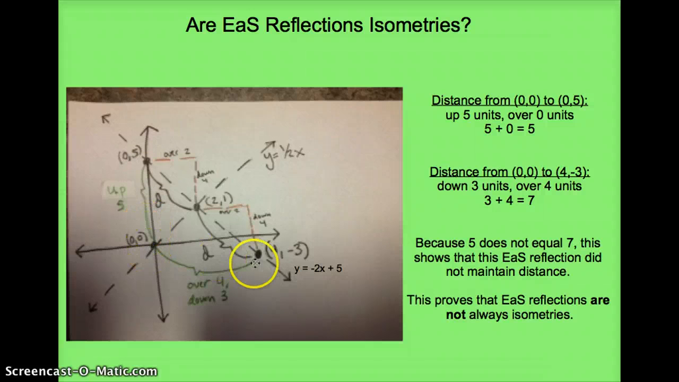To move from (0, 0) to (4, negative 3), we moved down 3 units, and we moved over 4 units. So we add 3 plus 4, which gives us 7. And because 5 does not equal 7, this shows that this Etch-a-Sketch reflection did not maintain distance. So this proves that Etch-a-Sketch reflections are not always isometries.